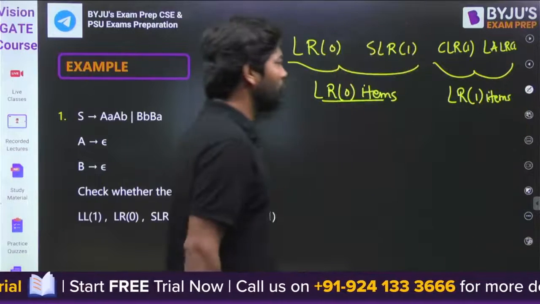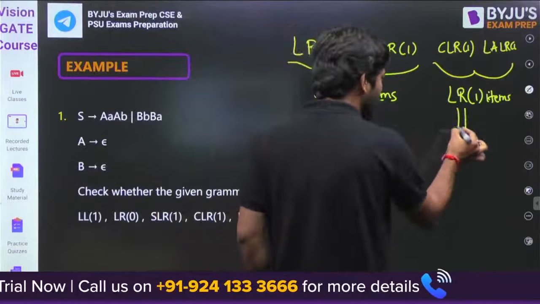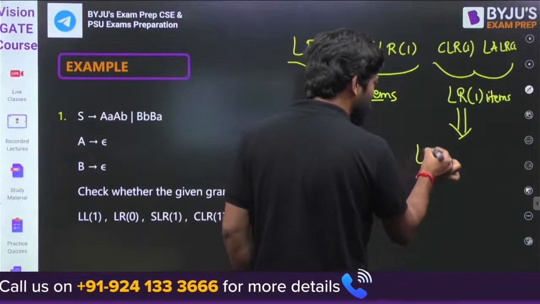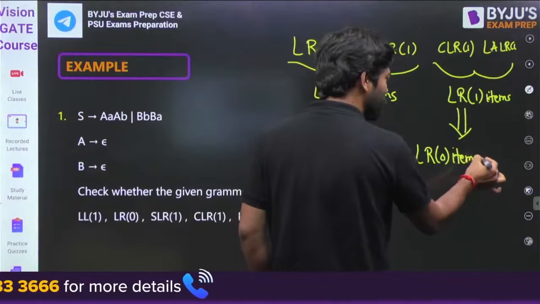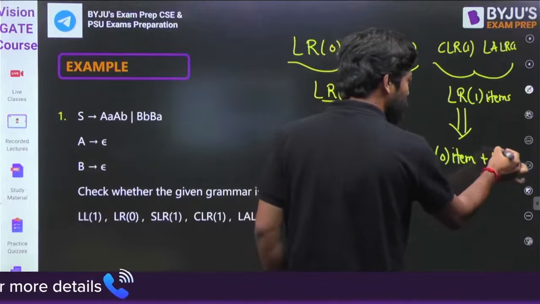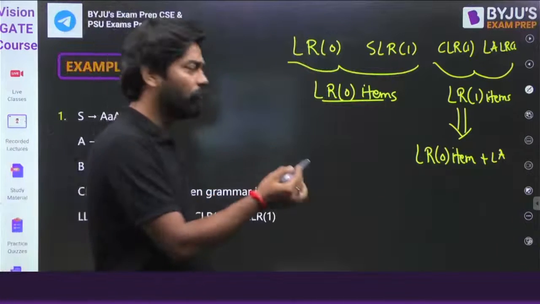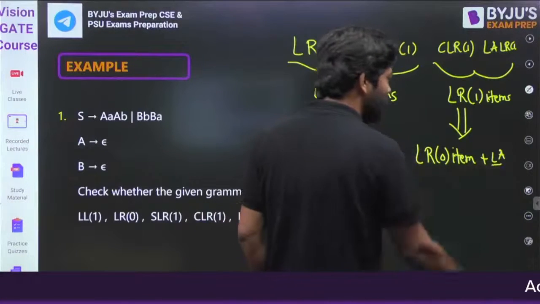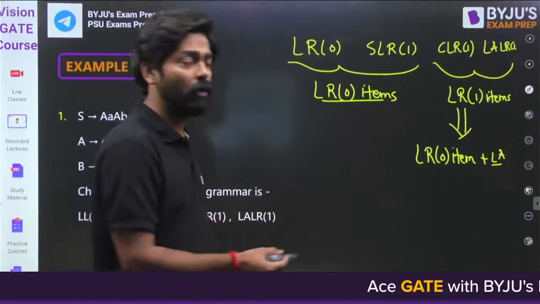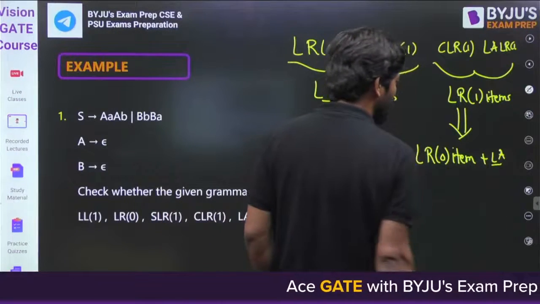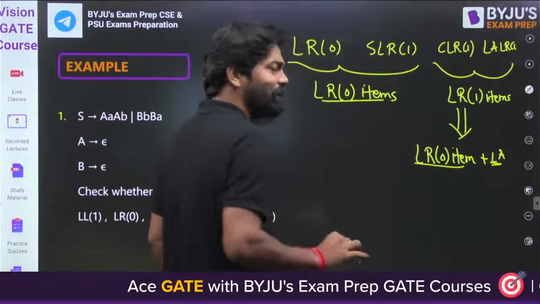Okay. So what is an LR1 item, my dear friend? An LR1 item is nothing but an LR0 item plus a look ahead symbol, plus input, you can say. Or for what input will it do the reduction, my dear friend? So LR0 item plus look ahead symbol. What is an LR0 item? I think everyone knows.